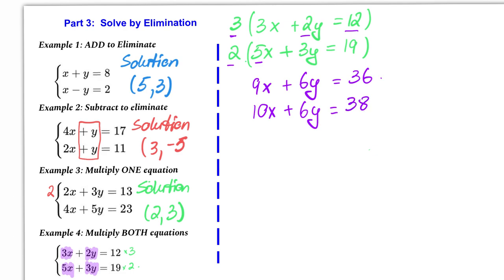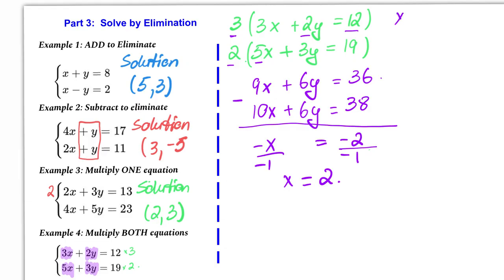Okay, now that we have this set, we have to decide, do we add or subtract? As you can see, if we add 6y to 6y, it will be 12y. So we do have to subtract both equations. I'm going to write subtract right there. So 9x minus 10x will be negative x. And then 6y minus 6y will be 0. Equals 36 minus 38 will be negative 2. Okay, so we're going to divide both sides by negative 1, and then x will equal 2. Okay, we found our x.